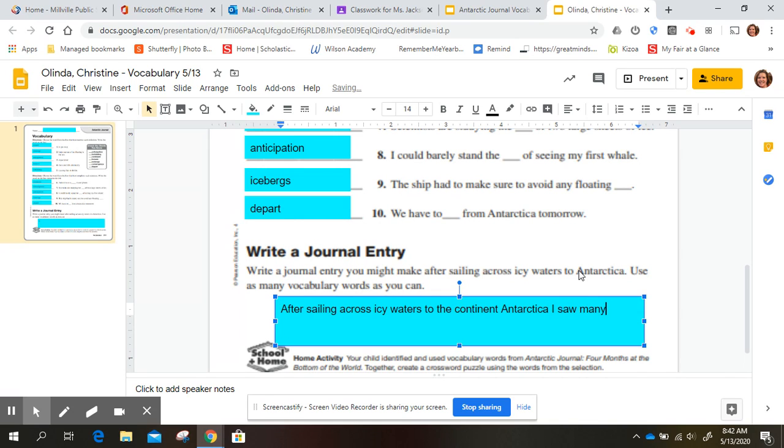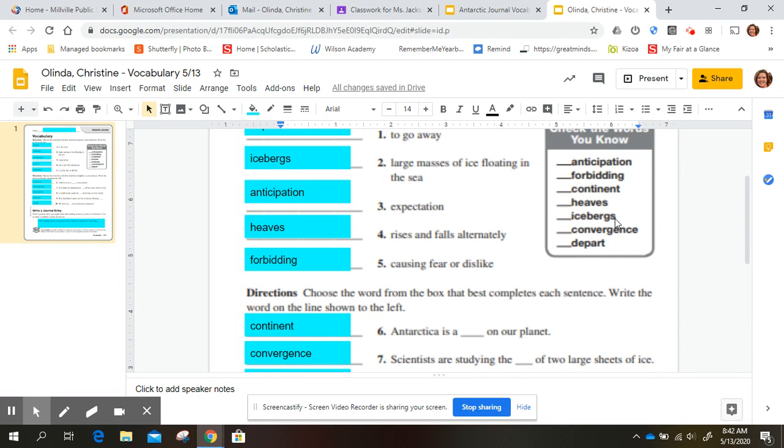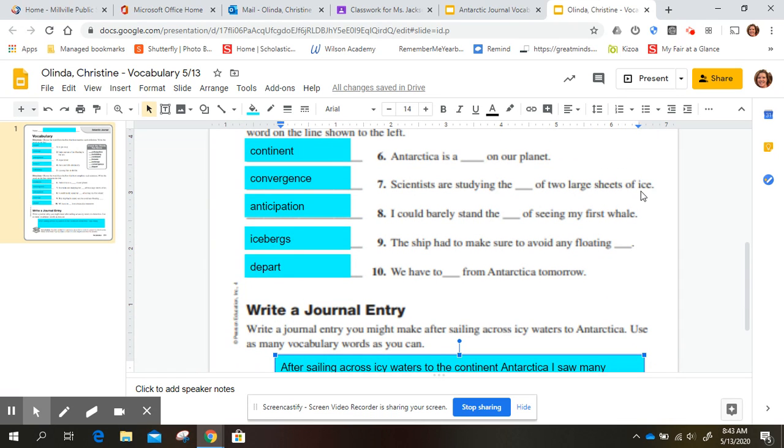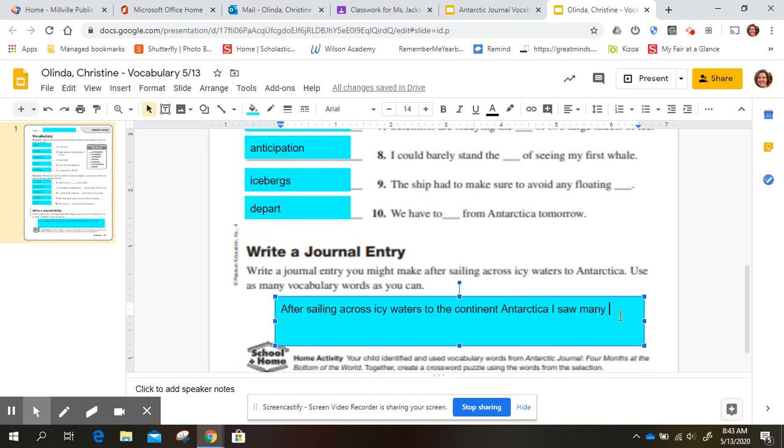I saw many, and then you can talk about the things that you see. You could see icebergs. You could talk about how you were the anticipation of maybe seeing an iceberg. You can use depart, meaning you could leave. You could say you saw the convergence of, and use 2 large sheets of ice. And so I think 3, 4, maybe 5 sentences would be good here. If it doesn't fit, you can always change the size of the font and make it smaller so more words will fit here. All right, great job.